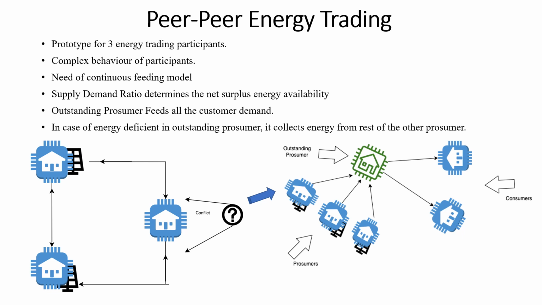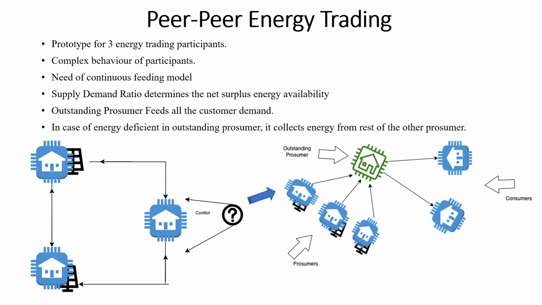So after the registration layer, we are actually looking at the matchmaking layer. In order to see and study the behavior of the participants, we made a prototype of three energy trading participants, where two of them are prosumers, and prosumers are basically the ones who consume as well as produce the energy, and one is just a consumer without any integration of distributed energy resources.